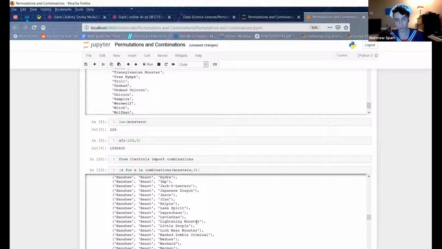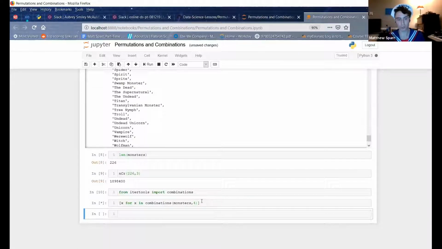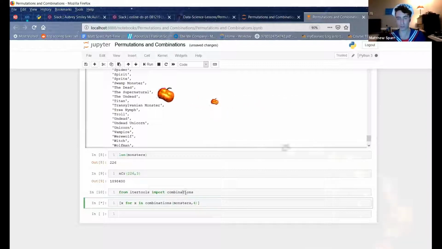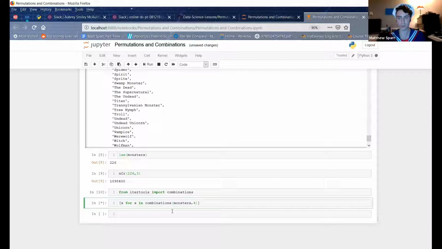It's an incredibly long list. And you'll notice that if we increase the number of choices here, so now we're going to 4 different Halloween parties, it's taking even longer to run. And if you were to increase it to 5 or more, it would take a really long time. So it's nice that they have this combinations tool here, but you have to be careful because it can really take up a lot of memory and get really big really fast.